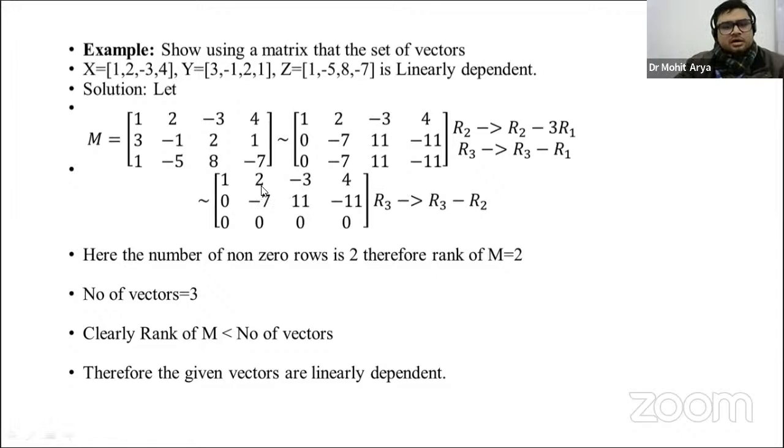Here, the rank of a matrix is the number of non-zero rows. When we transform the matrix and get the number of non-zero rows, this number is called the rank of that matrix. So here the number of non-zero rows is 2, therefore the rank of matrix M is equal to 2. Here the number of vectors is 3. So we see that the rank of M is less than the number of vectors, therefore the given vectors are linearly dependent.